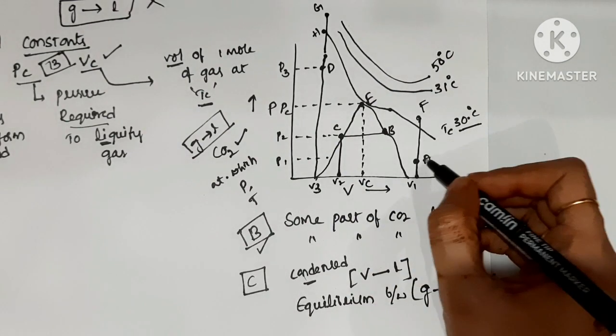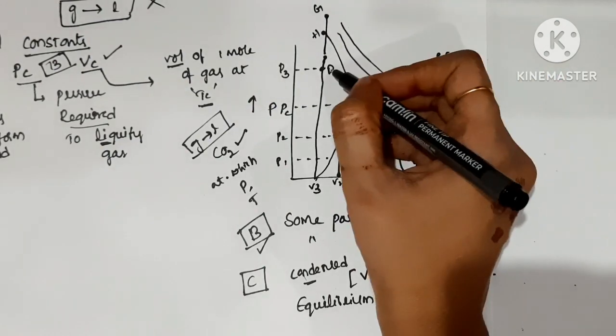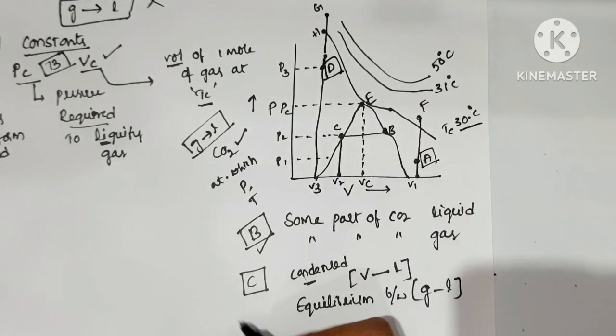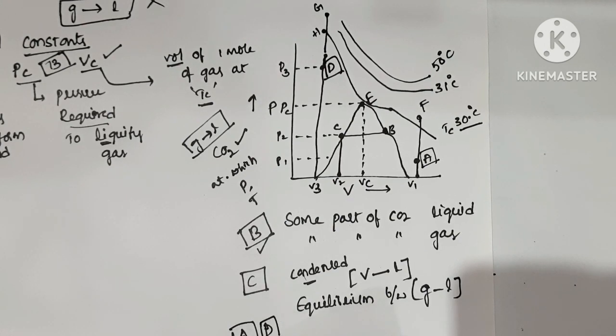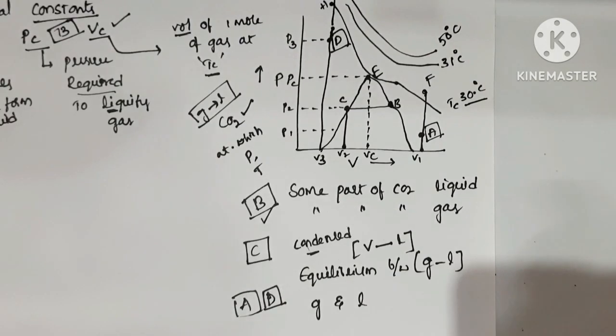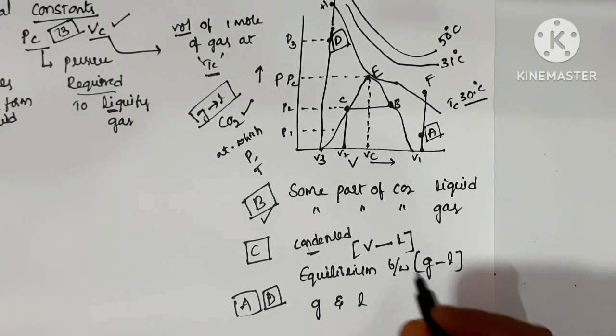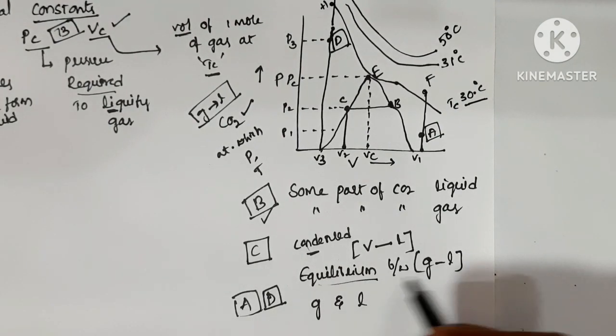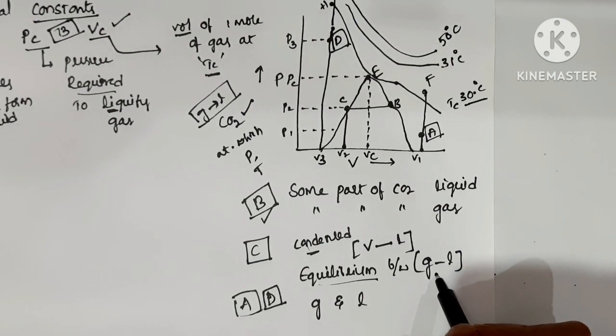And at D and A points, what happened? A point and D point represent gaseous state and liquid state also. At A point and D point, both gas state and liquid state appear. And at C point, equilibrium between gaseous state and liquid state.